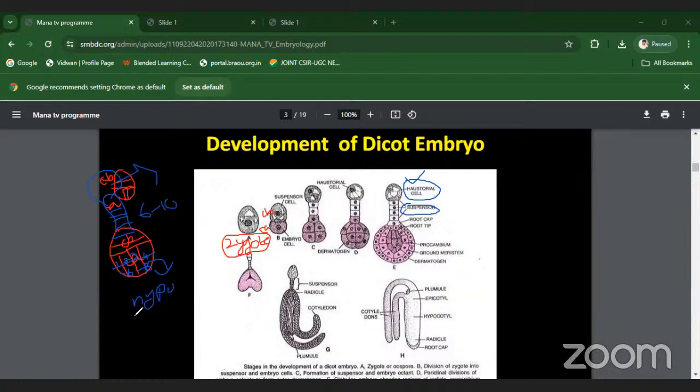Hypophysis. The root cap, epidermis and cortex of the root are formed from the hypophysis. So from this hypophysis region, what happened? The root cap formed. Remember it: root cap, epidermis, and cortex of the root are formed from the hypophysis.